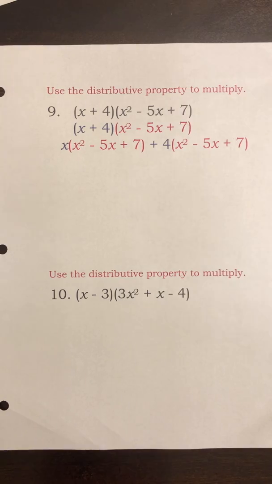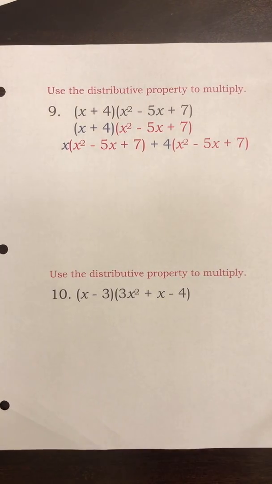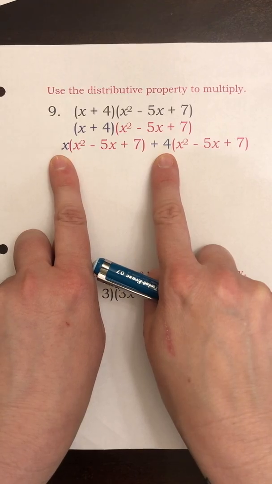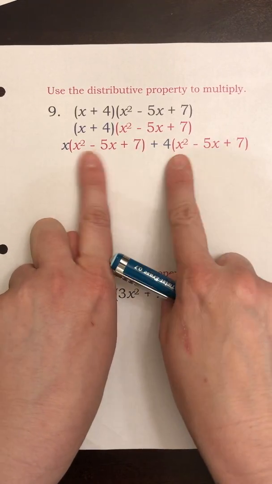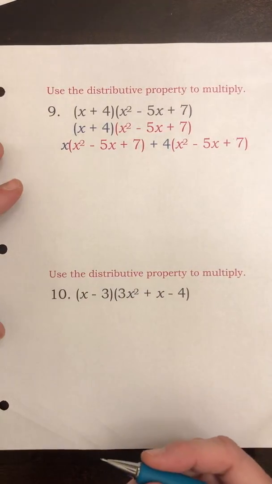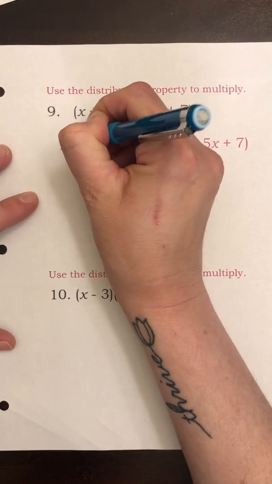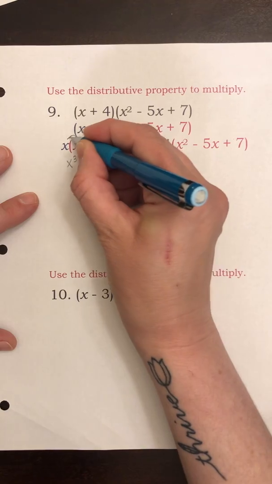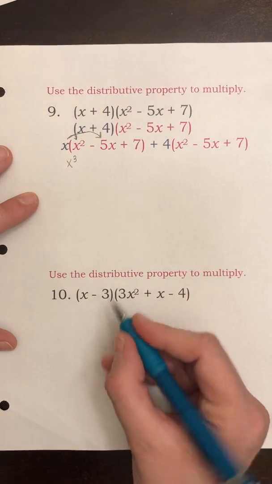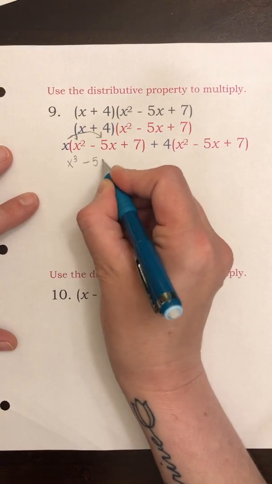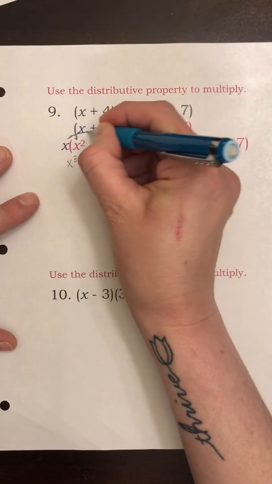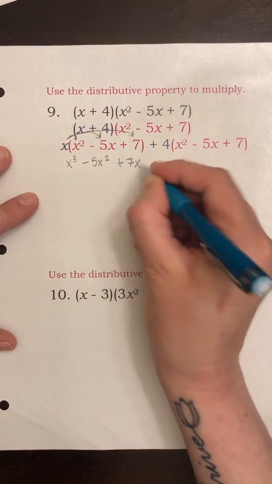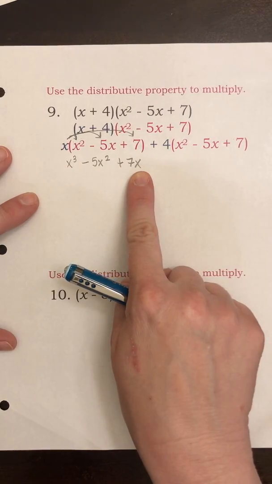So if you look at number 9, I've already actually started it for us. Again, I took the first set of parentheses, the x plus 4, and I've split it up. Then I took the second set of parentheses and put it behind each of those terms because now we're going to distribute together. So x times x squared is x cubed. X times negative 5x is negative 5x squared. And x times 7 is 7x. So far we've distributed the x.